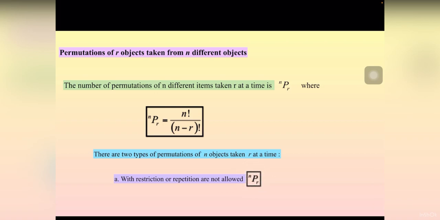So we have nPr. The second one is with no restriction, where repetitions are allowed. We have n power r. This one, with no restriction, repetition is allowed, is n power r. This one, where repetition is not allowed, is nPr.